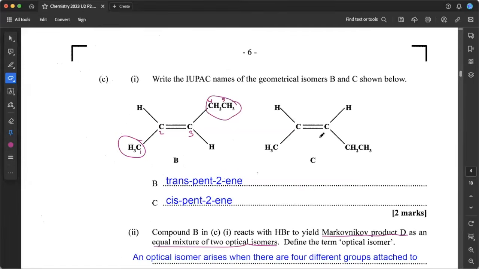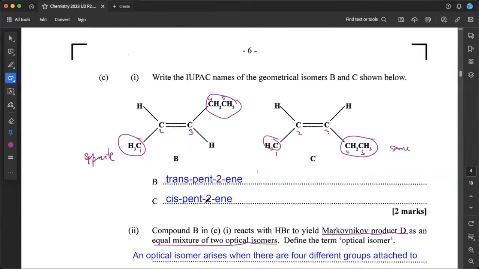And in this one, of course, we see that the substituents are on the same side of the carbon-carbon double bond, whereas in the other case they're on opposite sides. When they're on the same side, as they are in this case, we say it's a cis molecule. So this one is going to be cis-pent-2-ene. Same number of carbons as before, 1, 2, 3, 4, 5, so pent-2-ene is the same. But the prefix is going to be cis because the substituents are on the same side of the carbon-carbon double bond. So that's what was required for C part 1.